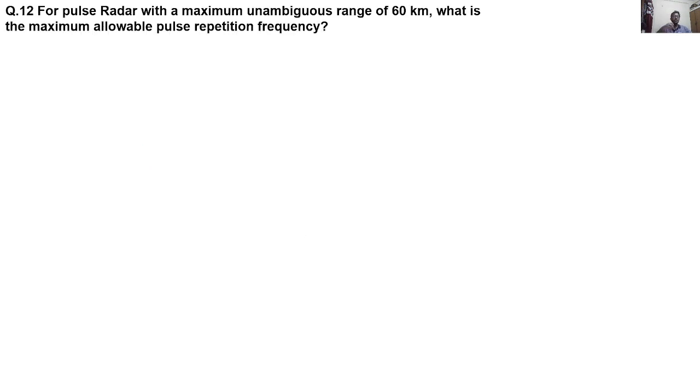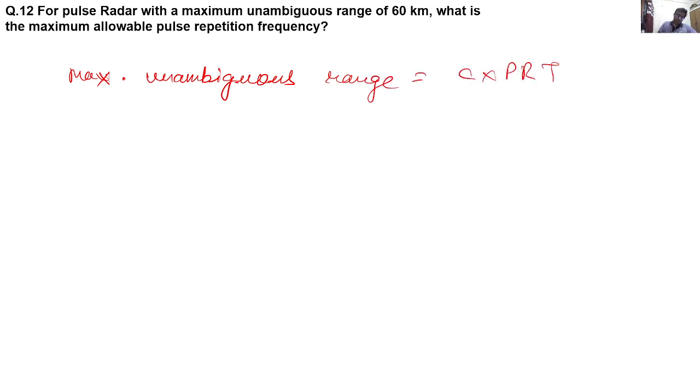Next question is, for a pulse radar with a maximum unambiguous range of 60 km, what is the maximum allowable pulse repetition frequency? So it's very straightforward. Maximum unambiguous range is C times pulse repetition time by 2, which is C by 2 times pulse repetition frequency.